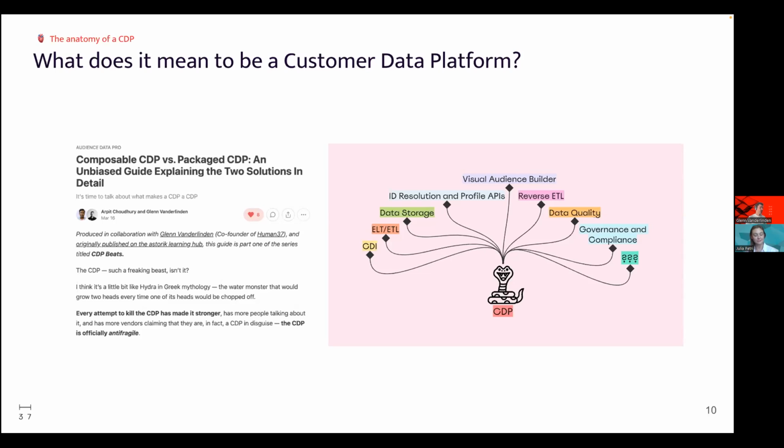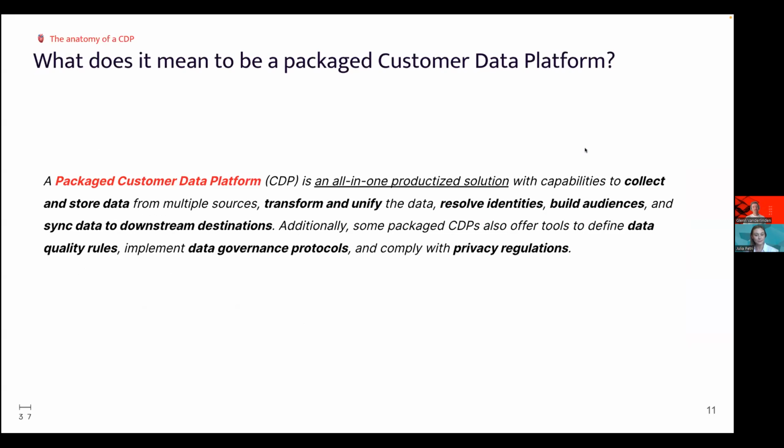But basically, the customer data platform contains a bunch of elements at the moment, at least as we defined when the article was written in March of this year: data storage, identity resolution, profile APIs, visual audience builder, reverse ETL, data quality, governance and compliance, ETL or ELT, and CDI. We're going to zoom in on 4 of them because we need them later on. The rest you can find in the article, and we'll provide the links after this session.